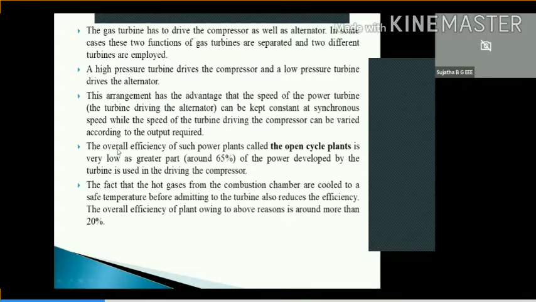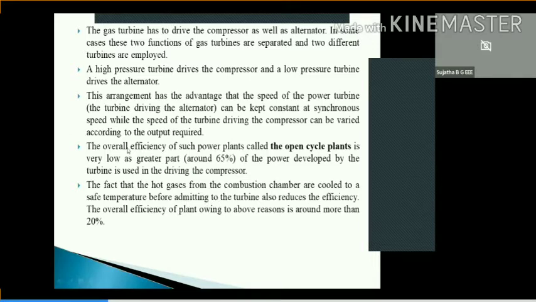It is seen that the overall efficiency of such power plants, called open cycle plants, is very low. Around 65% of the power developed by the turbine is used, because some part of the power is also used for driving the compressor. The fact that the hot gases from the combustion chamber are cooled to a safe temperature before admitting to the turbine also reduces the efficiency.